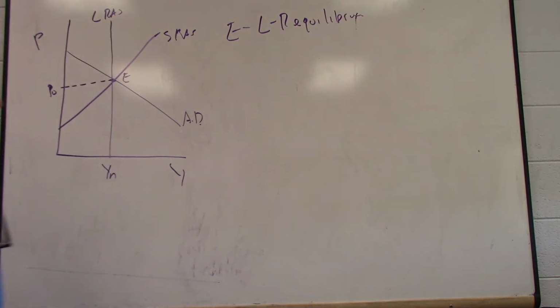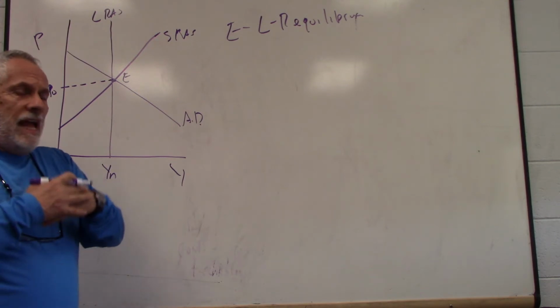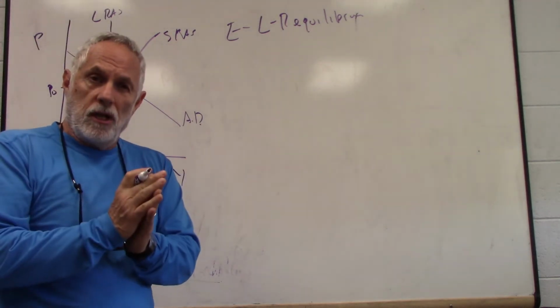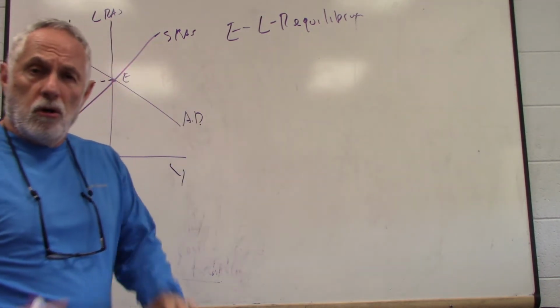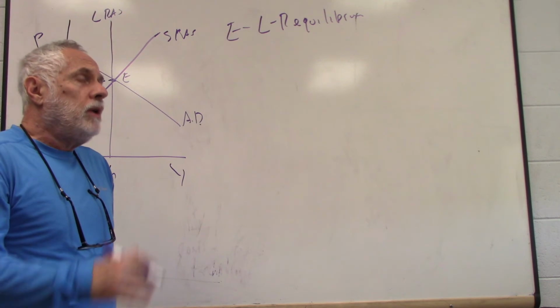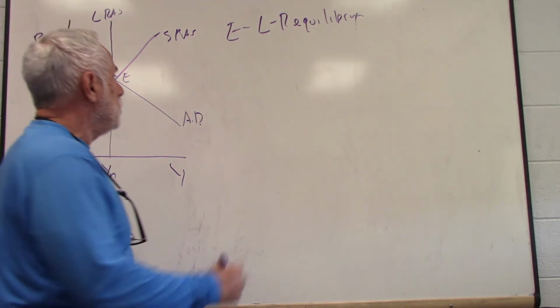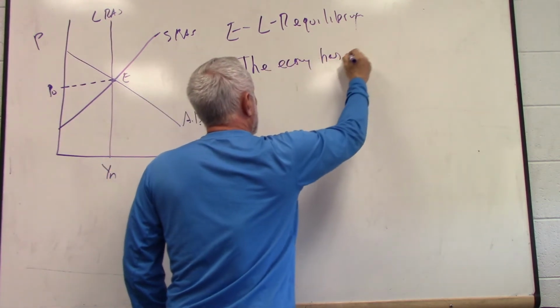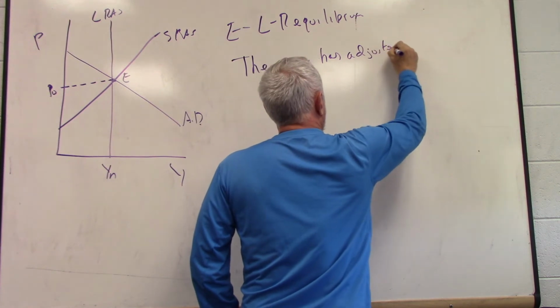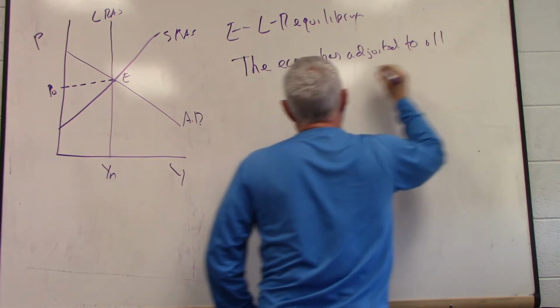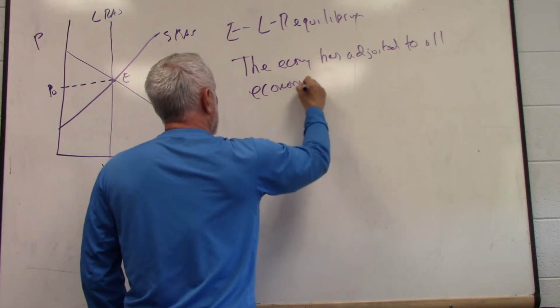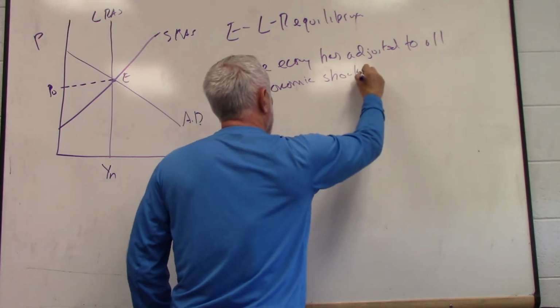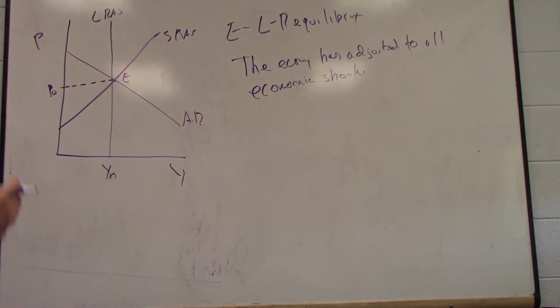Okay. And so the definition of long-run equilibrium is when all expectations about the future are actually realized. So if in fact we understand what's going to happen tomorrow, we adjust to it, we can then be in long-run equilibrium. So long-run equilibrium is when the economy has adjusted to all economic shocks. And we'll give an example of these economic shocks.